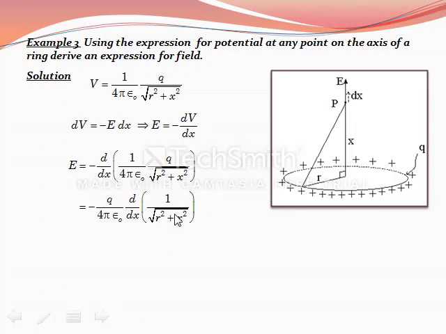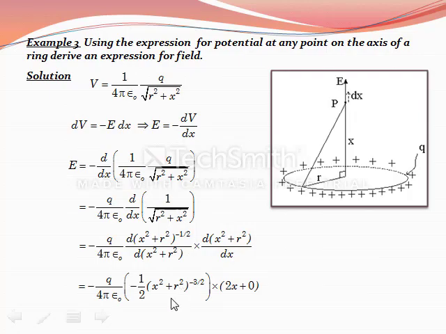Now for differentiating this, one thing should be clear. R has to be considered as constant over here. The only variable is x. We'll apply chain rule over here, this way. And then apply the formula. And remember, this R is a constant. This gives you this result. Final expression will be this one. This is the expression for field at any point on the axis of a uniformly charged ring.